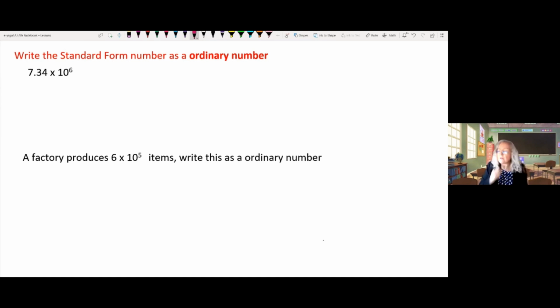So we need to know, is this going to be 734? Is it going to be 73,400? Is it going to be 7,340,000? And that's what we need to work out. So looking at this one, well, what is 10 to the power of 6? If we just write down this 7.34, 10 to the power of 6, that would be 1, 2, 3, 4, 5, 6. That would be 1,000,000.